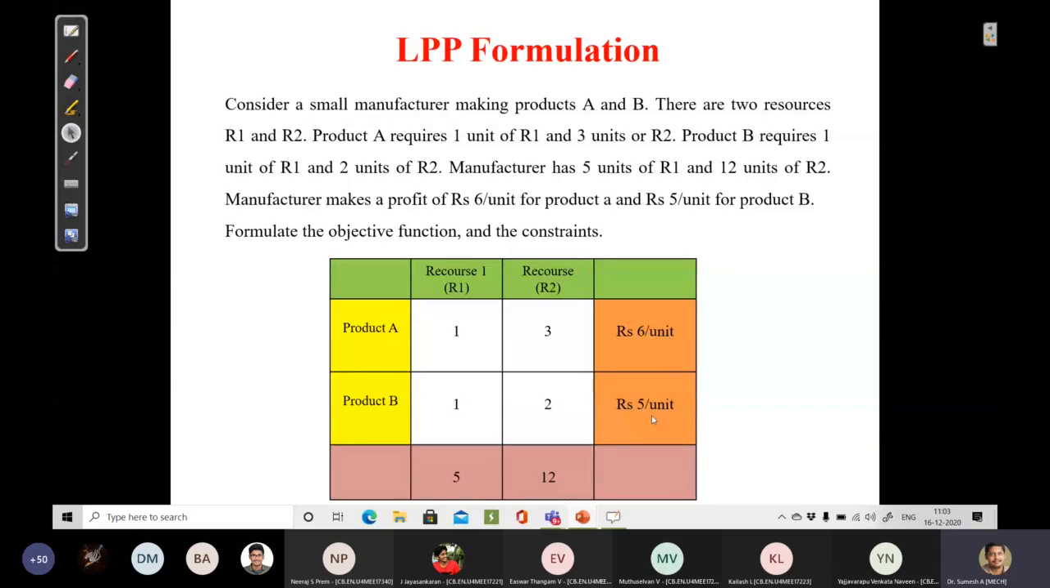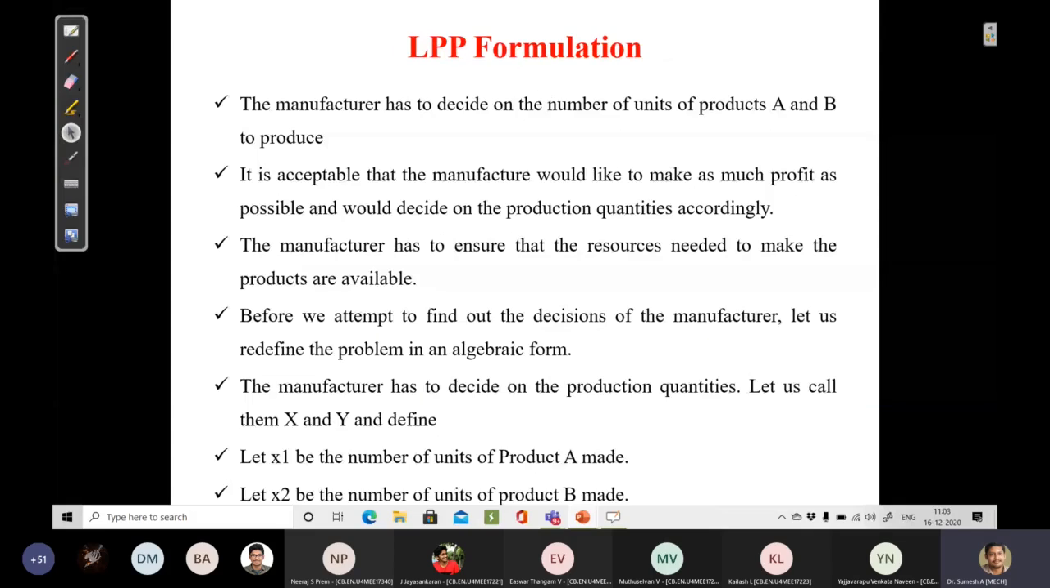So these are the statements given in the problem. You can just have a look. If it is not clear, just have a look one more time. The manufacturer has to decide on the number of units of products A and product B to produce. So we can see we have marked that as the decision variables. Those are the decision variables in our problem.